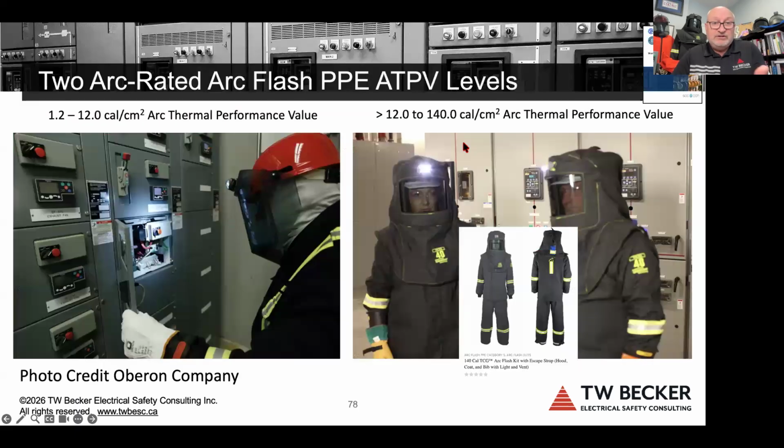And ultimately, just this last slide to bring this to a close is two arc-rated clothing levels. I actually standardized on this probably 15 years ago, and this was clarified in NFPA 70 finally. Again, we've got to get this right. One of the other issues I've seen is 2 decimal points or 3 decimal points on the incident energy. It should be a single decimal point because the ATPV of this arc flash PPE behind me is only a single decimal point. Again, as an electrical engineer, you've got to get this right.